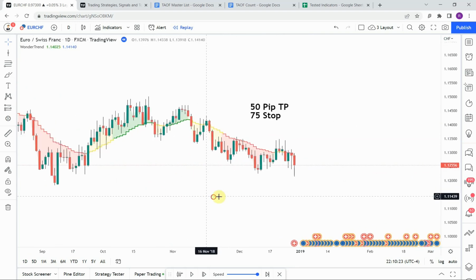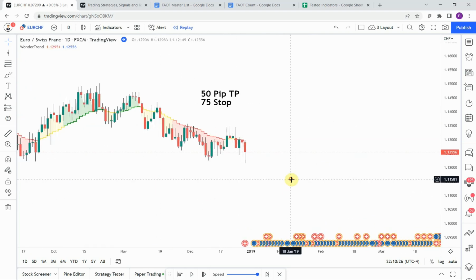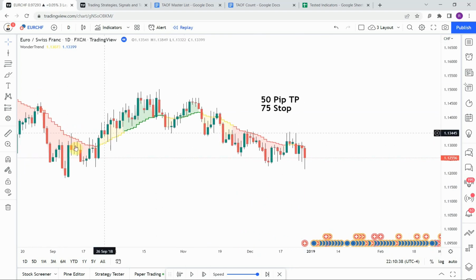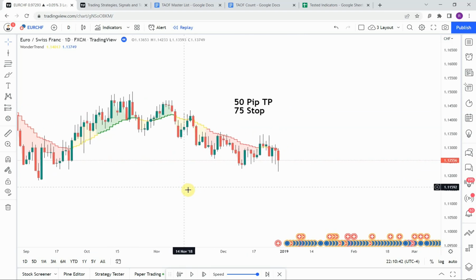And so as you can probably guess, the setup on this is that when the indicator turns a red color, we are looking to go short. When the indicator turns to the green color with a green background, then we are looking to go long.